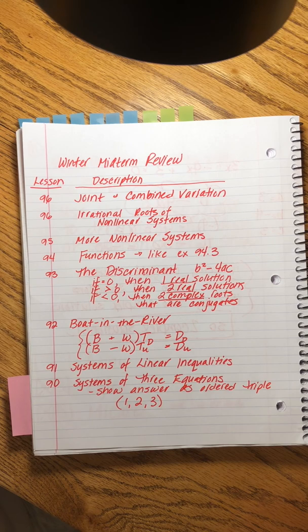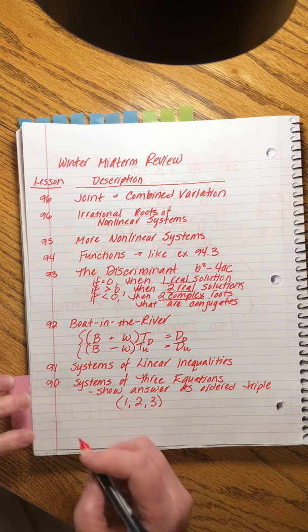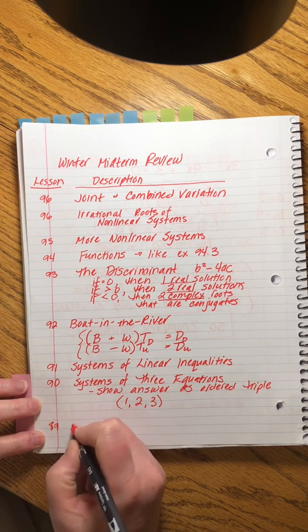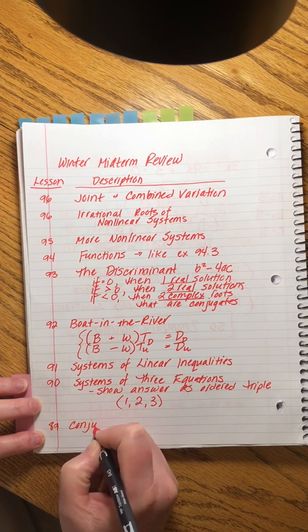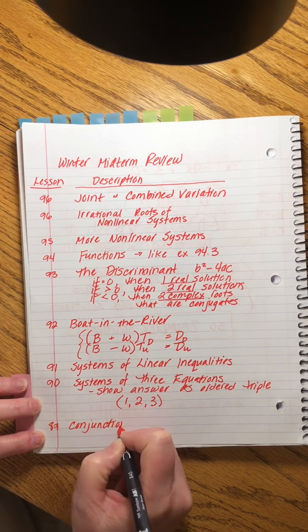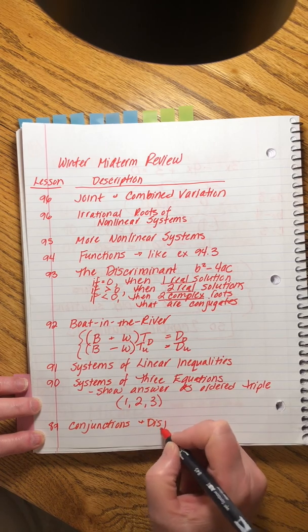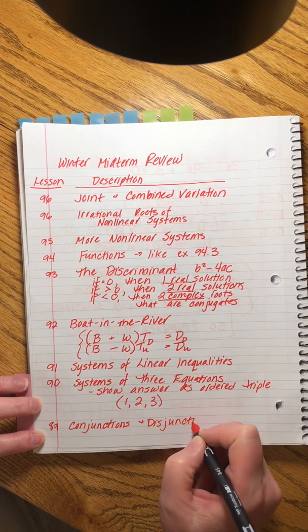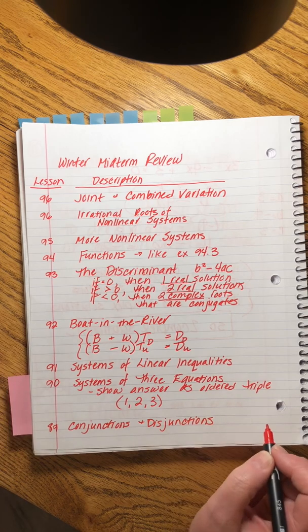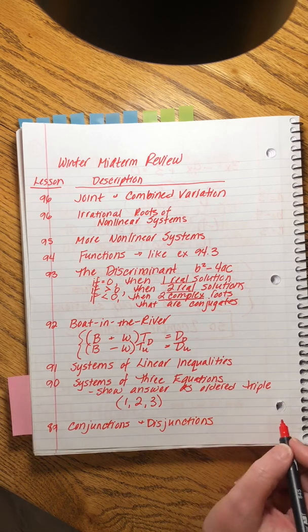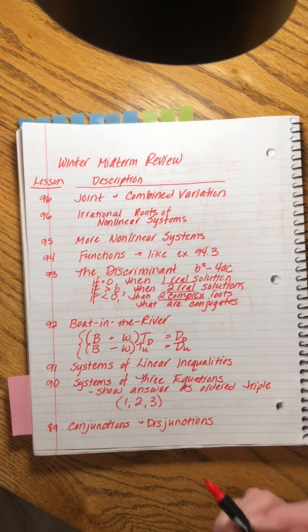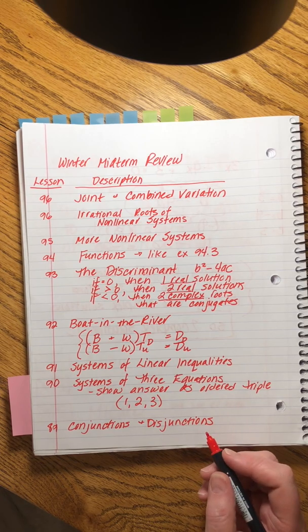This lovely bag of tricks of mine. 89 is 2 topics. Well, it's 3, but I'm going to call it 2. 89 is conjunctions and disjunctions, where you graph just on a number line. I consider those easy problems. You have to be careful about the domain, right? Integers are dots.